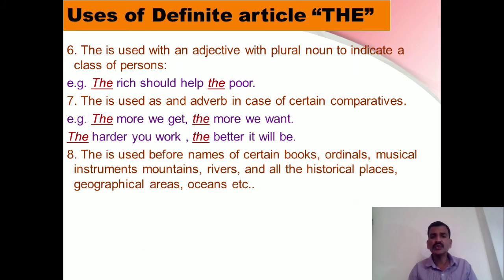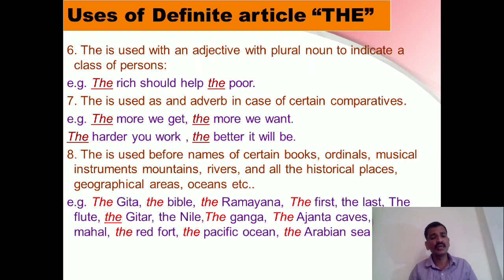Next, the is used before names of certain books, ordinals, musical instruments, mountains, rivers, and all the historical places, geographical areas, gulfs, mountains, oceans, seashores. We can use the definite article before all these names. For example, let us see the Ganga, the Gita, the Bible, the Ramayana. These are the greatest epics.